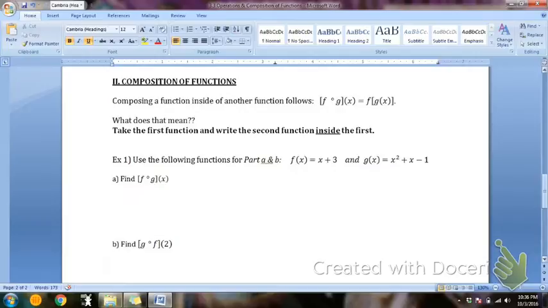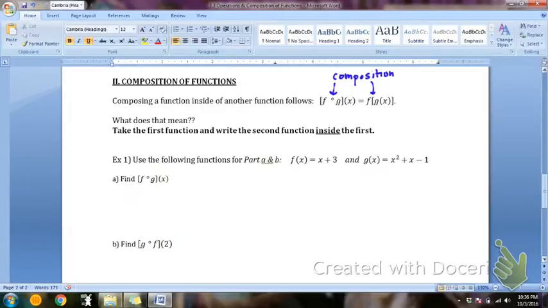So the second set of your notes is also the second section of your homework. So please make sure that you look very carefully as you're doing your homework because they are completely different sections where you have to do two different things. So, composing a function inside of another function. So composition of functions, this is where you're going to do something completely different than what we have been doing. And you'll notice this little symbol here. This little symbol means composition. It does not mean multiplication. It means composition. We'll talk about what that means in just a minute.